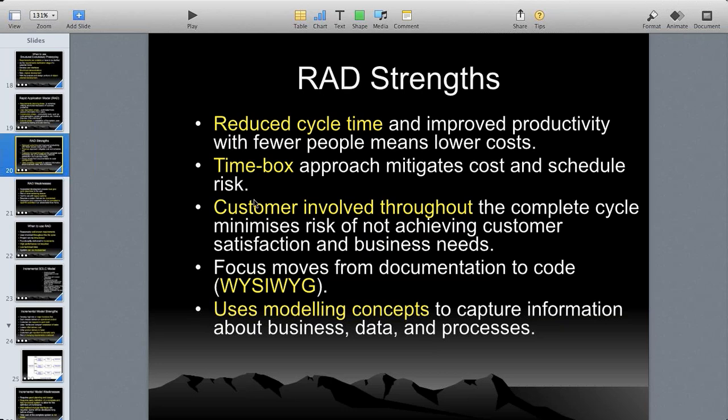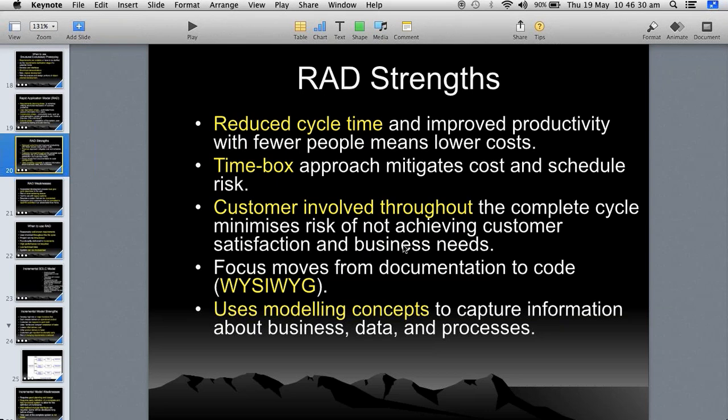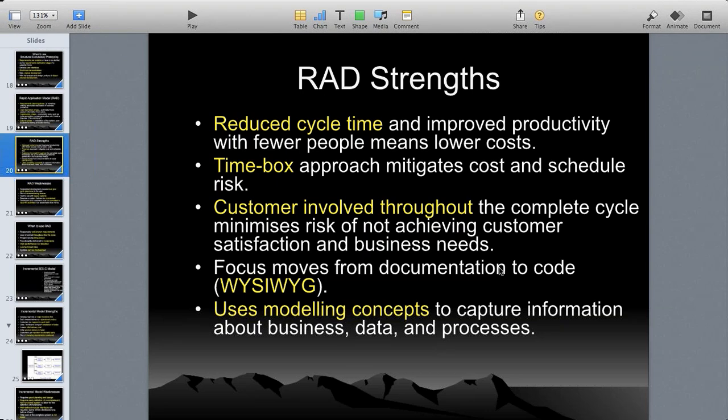So that is what they are trying to say. Customer involved throughout the complete life cycle minimizes risk of not achieving customer satisfaction and business needs. When the client is always with you, then whenever you have a doubt, instead of emailing them and waiting for their feedback, you can directly talk to them and get the direct result at the same time, or in an hour, or on the same day, so that you can save time. Basically, that is what we are trying to say here. Otherwise, you have to wait almost 8 hours, 10 hours, 15 hours to get the result from the client.